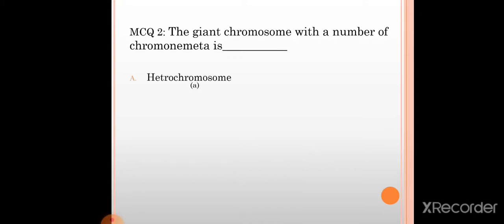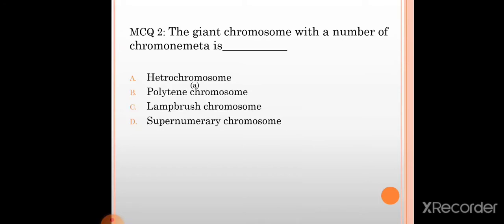The second question: the giant chromosome with a number of chromonemata is called what? Heterochromosome, Polytene chromosome, lampbrush chromosome, or supernumerary chromosome. What's the answer for this? It is answer B, Polytene chromosome, because we said that the chromonemata keep on dividing even once the cell division stops. Because of this endoreduplication, you have many fibers of chromonemata being formed, and hence it results in Polytene chromosomes.